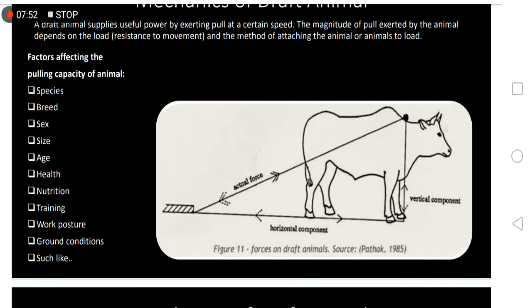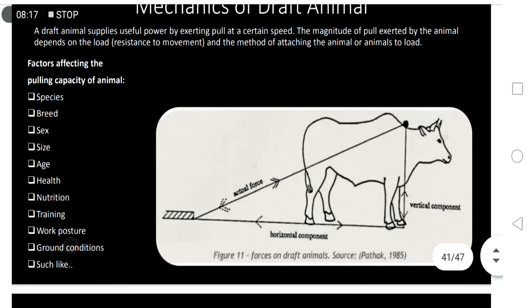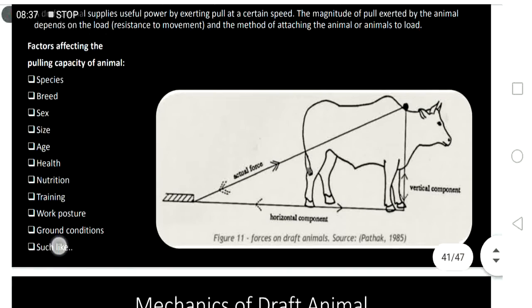Work posture, ground conditions, and the like. Of course, we can say that the animal can pull that implement, but let us also consider the condition the animal is in. For example, if the ground is very heavy or very clayey, then of course it can affect the pulling capacity of our draft animal.